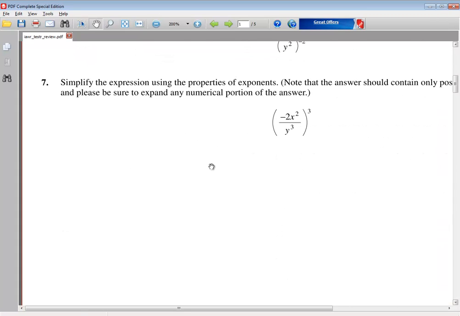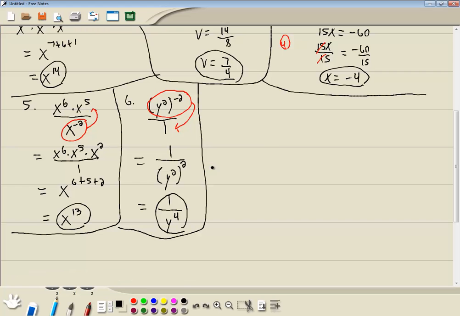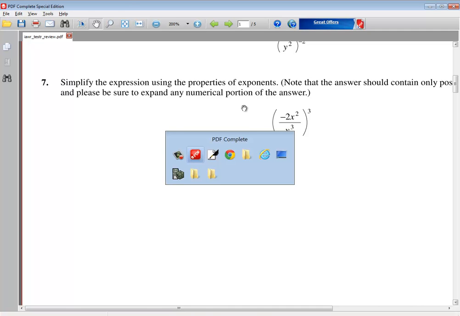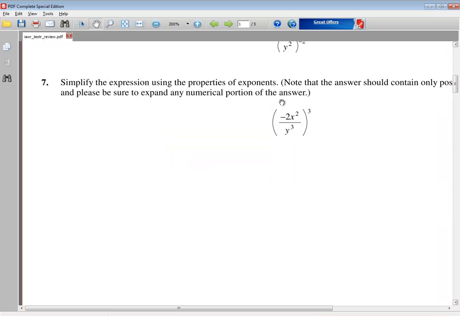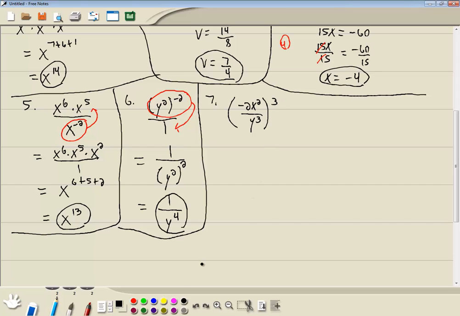Number 7. Okay, we got negative 2 x squared over y to the 3rd, and it's being raised to the 3rd power. Now remember, I said this should be called the distributive property of exponents. It isn't, but it should be called that. If everything inside your parentheses is either multiplication or division, and you raise it to a power, then you can take everything to that power. So we're going to take the 2 to the 3rd power, we'll take the x squared to the 3rd power, and we'll take the y to the 3rd to the 3rd power.